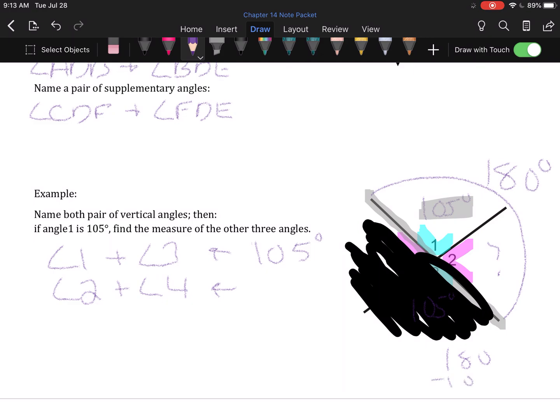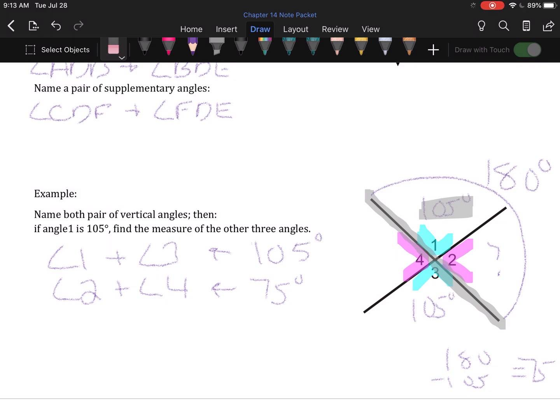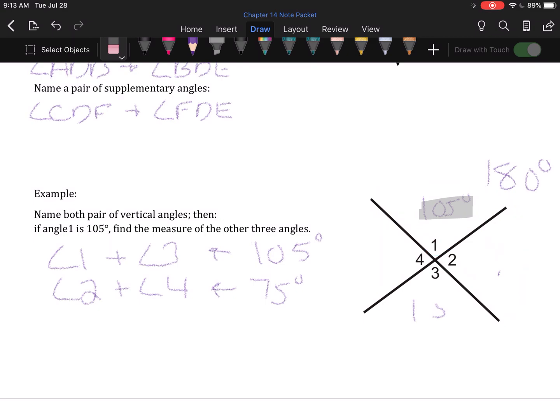Well, I can do 180 minus 105. That is 75. I can't do it vertically here because I'm at the bottom of a page and it won't let me write. If I know the whole thing is 180 and that the top part's 105, the bottom part must be 75. And if angle 2 is 75, then angle 4 must also be 75 degrees. Now, I want to show you one more thing because I know this is going to crop up in your book.